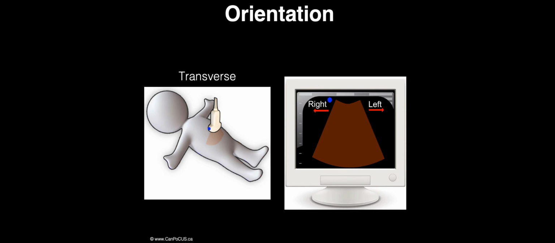In the transverse plane, the transducer orientation marker is pointed towards the patient's right. Monitor screen left is now patient right, and monitor screen right is now patient left.